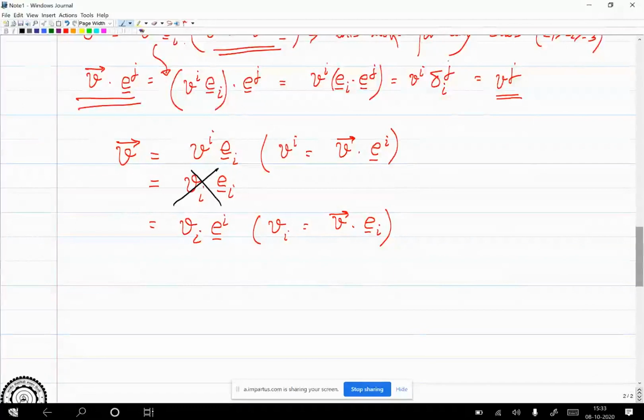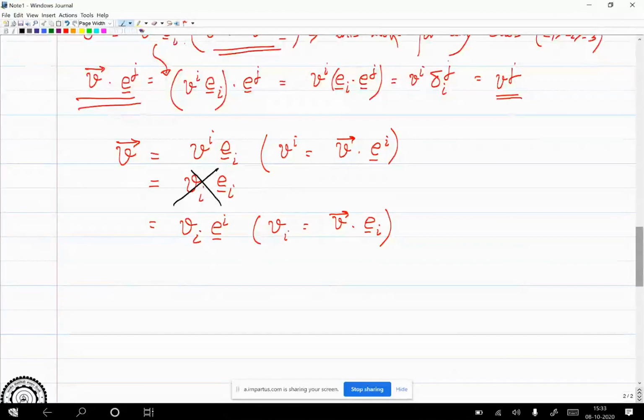So this has to be done when you have a curvilinear coordinate system. We have been working with the Cartesian coordinate system where the basis vectors are orthonormal. But when you have a curvilinear coordinate system where the basis vectors need not be orthonormal, then this thing will be really useful. I hope you get the point.